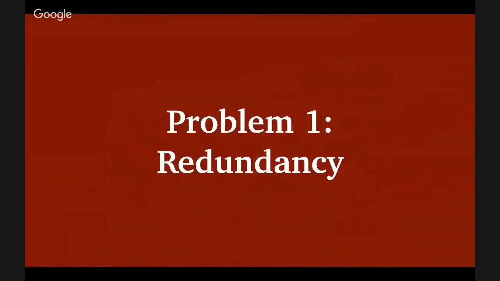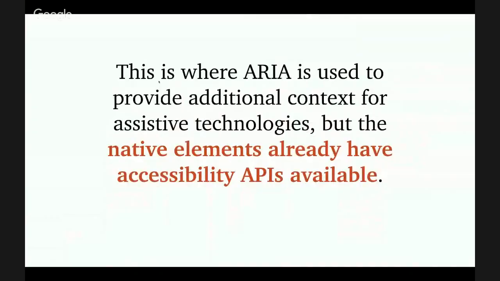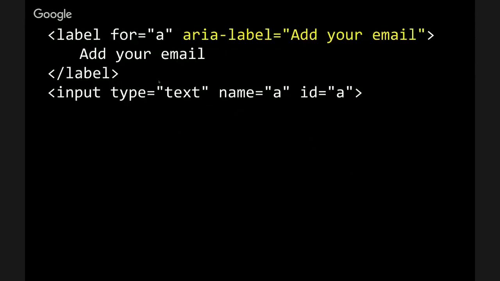The first one is this idea of redundancy. This is not a major problem, but it is something to be aware of. This is where ARIA attributes are used to provide additional information or context, but the native elements already have an accessibility API available. A classic example is where you have a label element that already has the for and ID, so the label is already associated with the input, but the developer has added aria-label on top of that as well. This can be things like aria-label, aria-describedby, aria-labelledby. There are a lot of ways that developers add extra information, but in many cases these aren't actually needed.